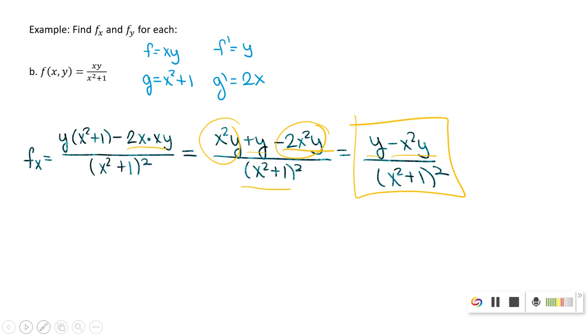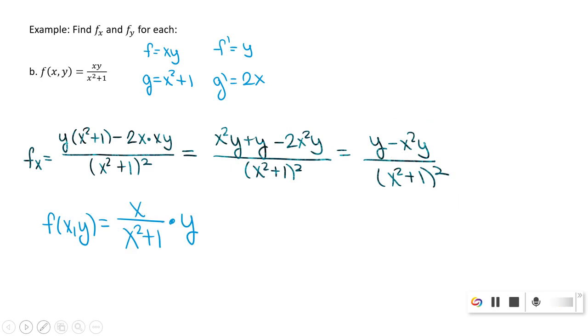Now let's find our partial derivative with respect to y. We definitely could use the quotient rule on this one again. However, I notice that there isn't a y in the bottom, only in the top. And in fact, I could think of this function as the expression x divided by x squared plus 1, times y.